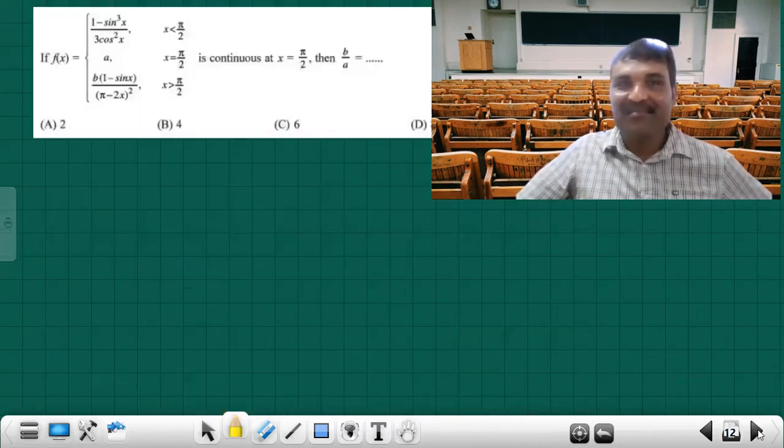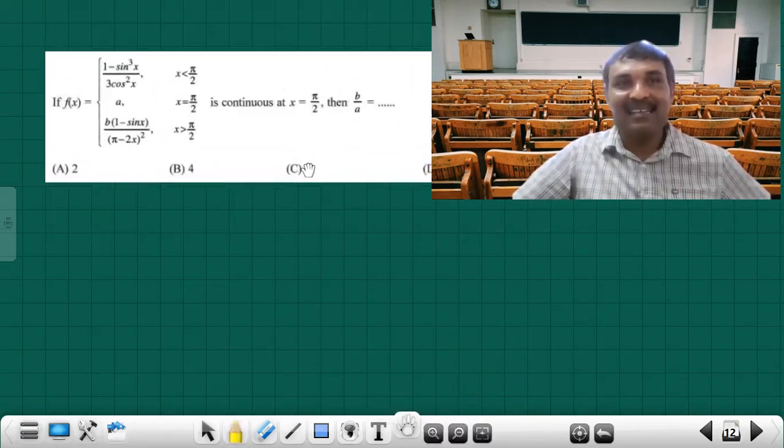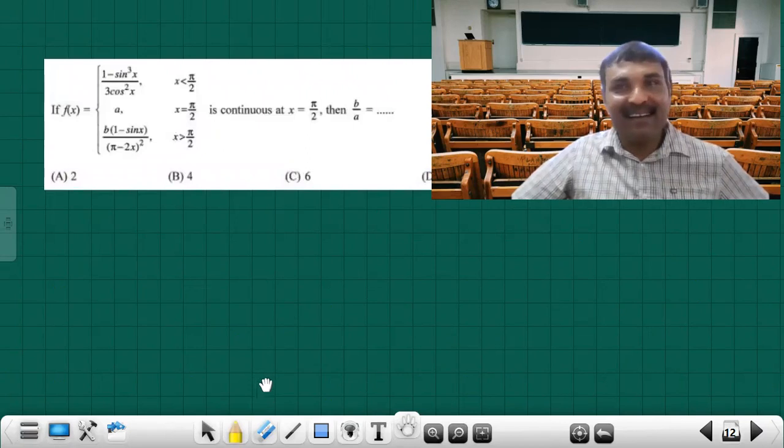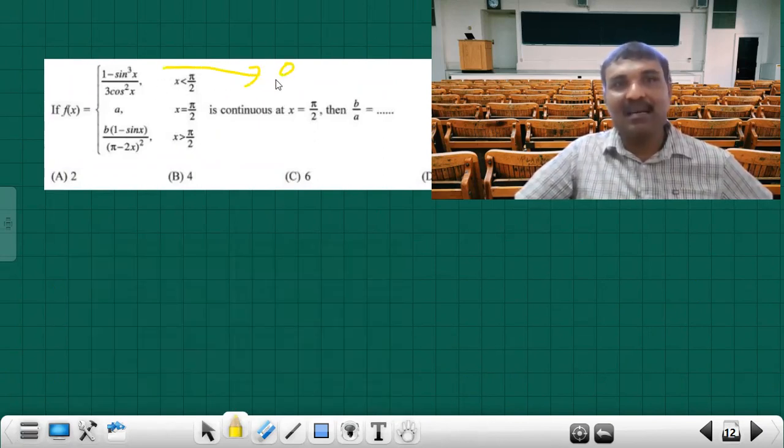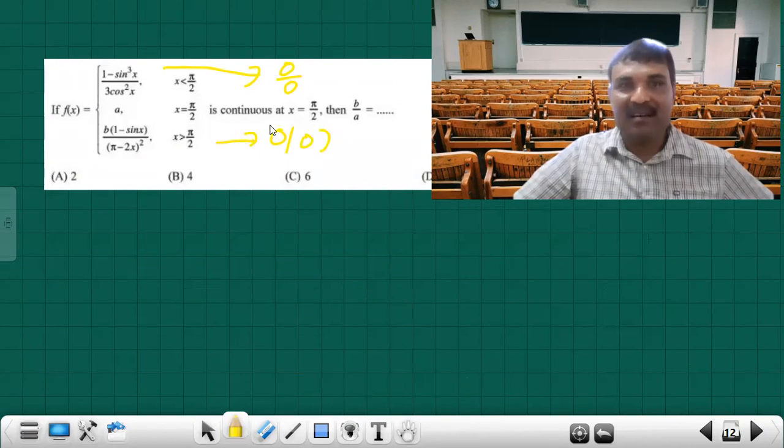Okay. Now we can look at the next question, right? This is also a very simple question, right? This question can be done in different ways, right? If you directly apply the limit, this becomes 0 by 0, since sin pi by 2 is 1, right? So the numerator becomes 1 minus 1, and cos pi by 2 we know is 0. The denominator also becomes 0, right? And this is also 0 by 0, right?